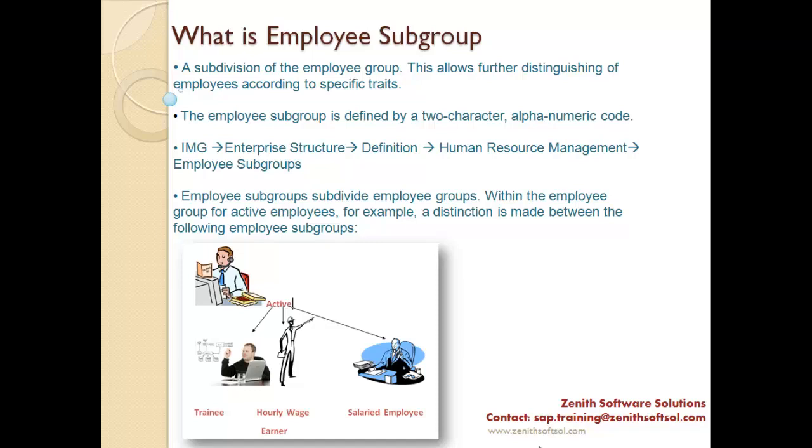So I am employee group active, but employee subgroup could be salaried employee. So I am salaried employee. Another employee, he could be hourly wage earner. So he is also active, but he is hourly wage earner. So hourly wage earner will become the employee subgroup, means subdivision of the employee group. So employee subgroup subdivides employee groups. So within the employee group for active employees, for example, a distinction is made between the following employee subgroups, which are shown in the diagram.